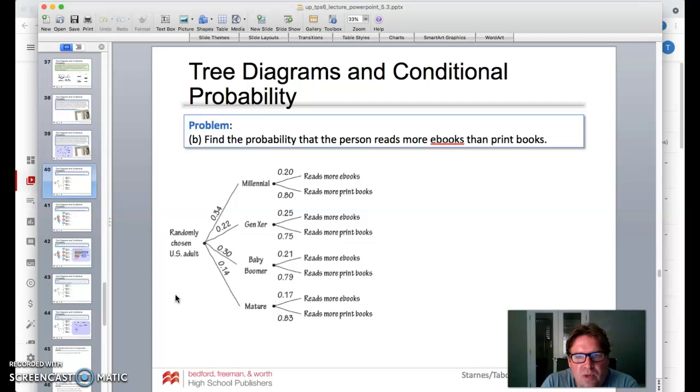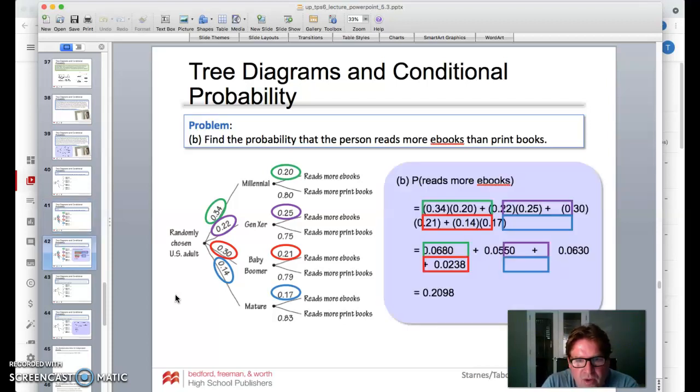Find the probability that the person reads more ebooks than print books. Well, if we go to the millennials, it's 20%, and then for Gen Xers it's 25%, and so on and so forth. By multiplying those together, we get 0.34 for being a millennial, times 0.2. We multiply those together, add that to 0.22 times 0.25, add that to 0.30 times 0.21, and then, of course, take 0.14 times 0.17, add those all together, and we get about 21%. So, yeah, it's a big process on how to do that.